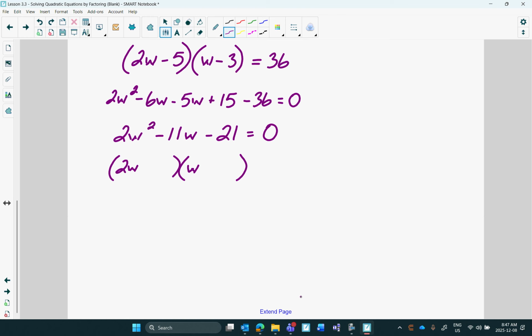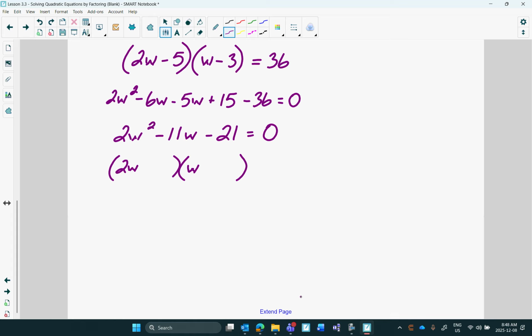Two numbers that multiply to get negative 21. So one's going to have to be plus, the other's going to have to be minus. Chances are it's going to be 7 and 3. Right? Now, where do we put what? So we've got 3 and 7, plus and minus.